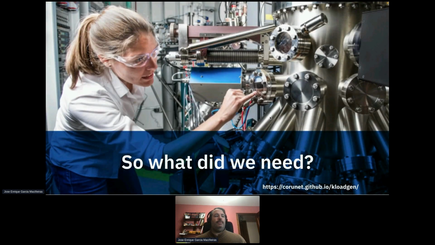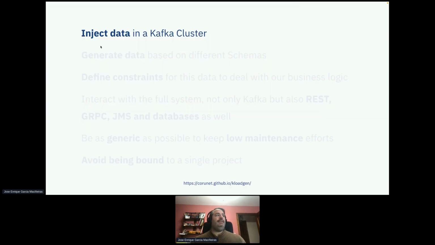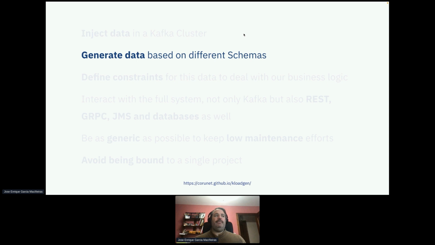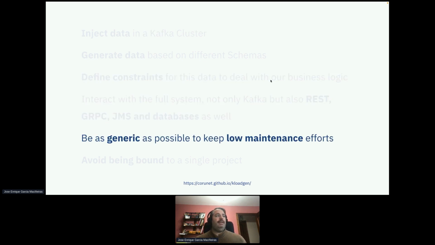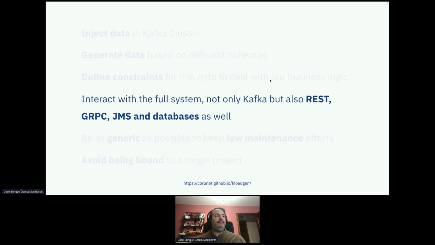So what did we need? We need to inject data into a Kafka cluster. We need to generate data based on different schemas in order to test our business logic and also our performance, how our microservices work under stress. We need to define constraints for this data in order to test our business logic. We need to interact with the full system, not only Kafka but also REST, gRPC, JMS, and databases as well.